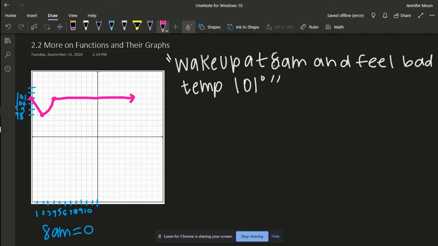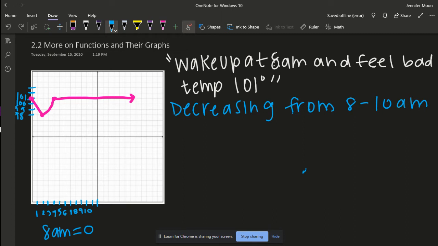So all of this is explaining a lot that we need to understand when it comes to graphs and functions and increasing and decreasing. If you notice, from 8 a.m. to 10 a.m., my temperature was decreasing. It was going down. So I was decreasing from 8 to 10 a.m.